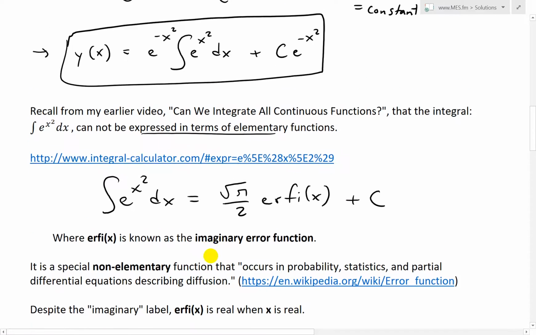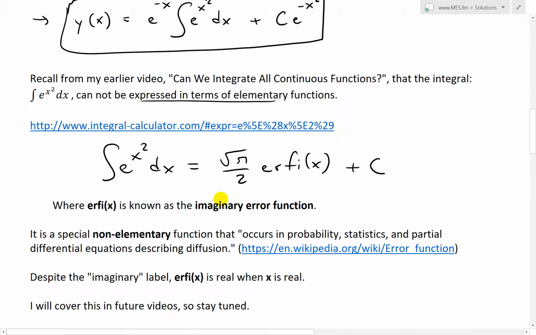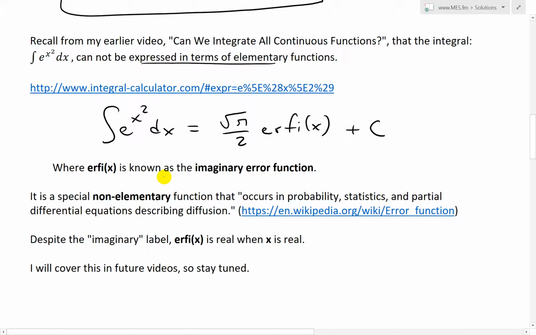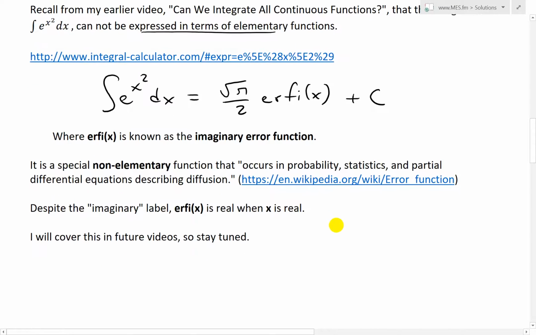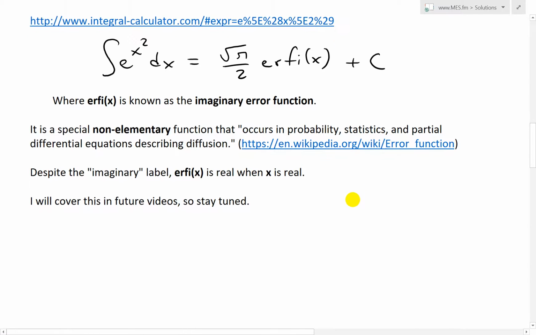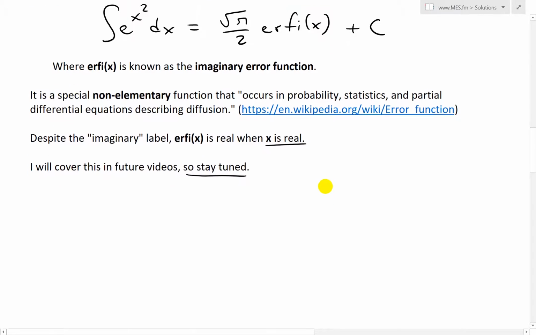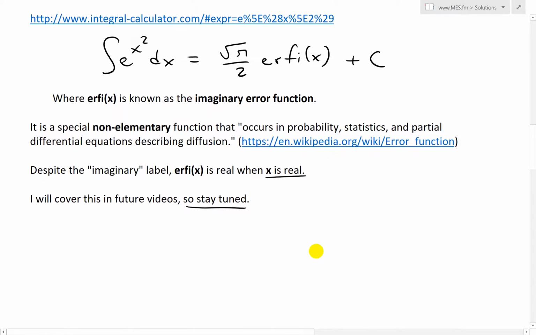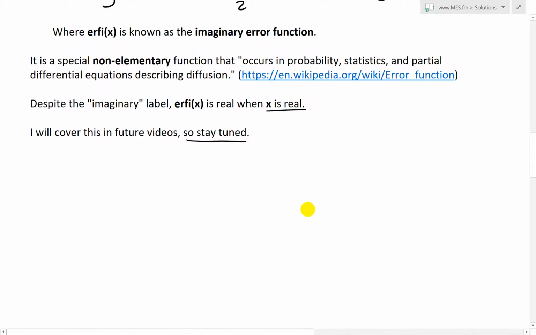Some more info on this function: it is known as the imaginary error function, which is pretty interesting. It is a special non-elementary function that occurs in probability, statistics, and partial differential equations describing diffusion. I got this quote from Wikipedia, you can go check it out. Despite the imaginary label, the imaginary error function is real when x is real. I'll cover this in future videos, so stay tuned. I'm not going to go over too much on it here. In fact, this is the first time I have heard of this function, so I'll cover that in later videos.